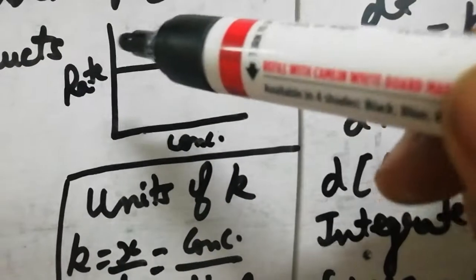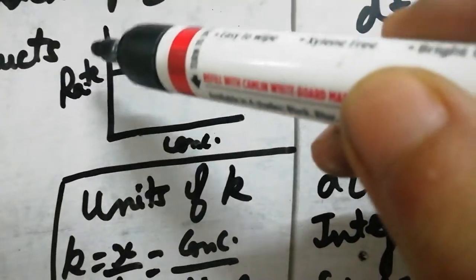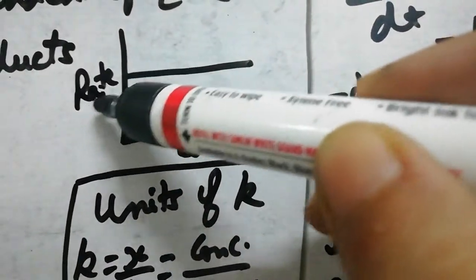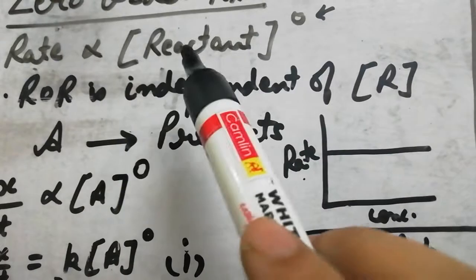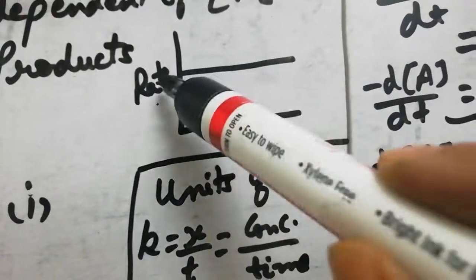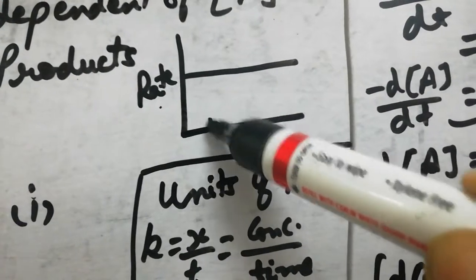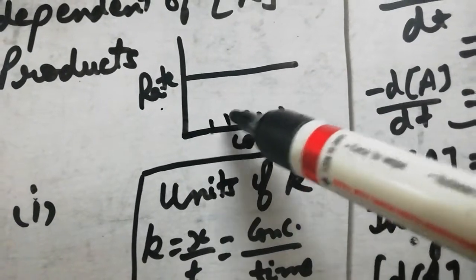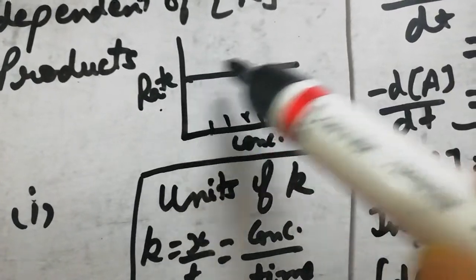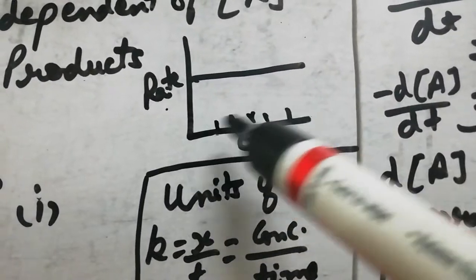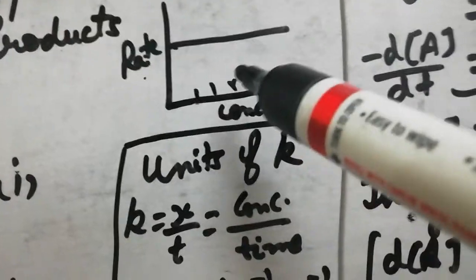So if we want to draw the graph of zero order reaction, here we have drawn the graph of rate of reaction for zero order reactions with concentration. Now you can see that the rate of reaction is independent of the concentration of reactant. So we will get this horizontal line parallel to the concentration axis, meaning whether the concentration increases or decreases, the rate is unaffected or independent of the change in the concentration of reactants or products.